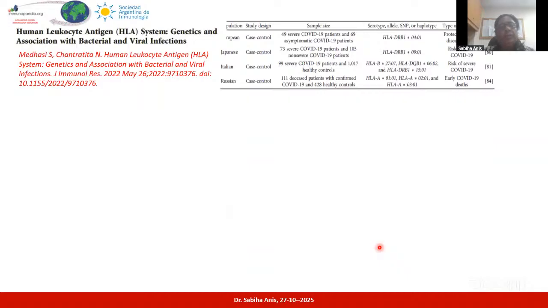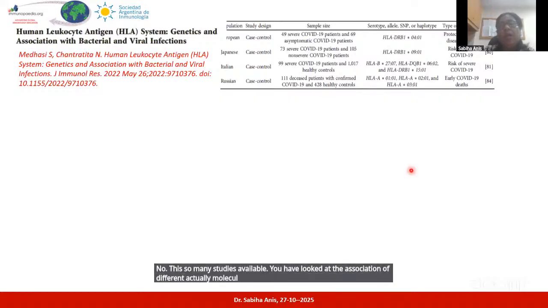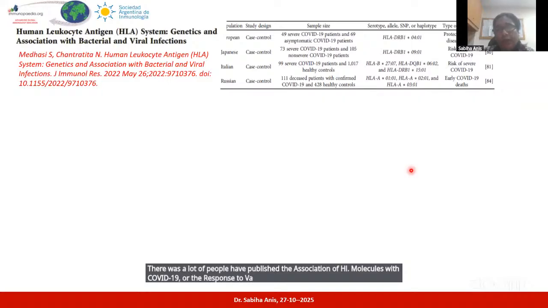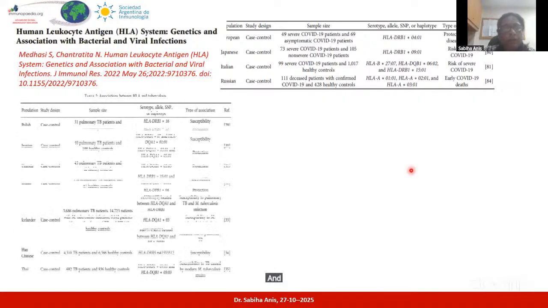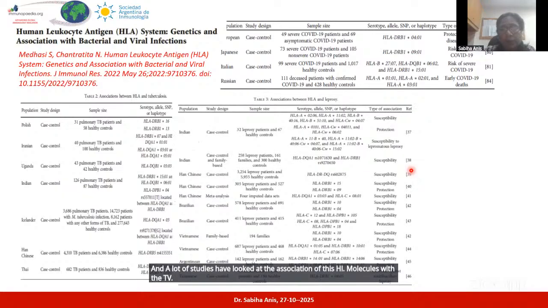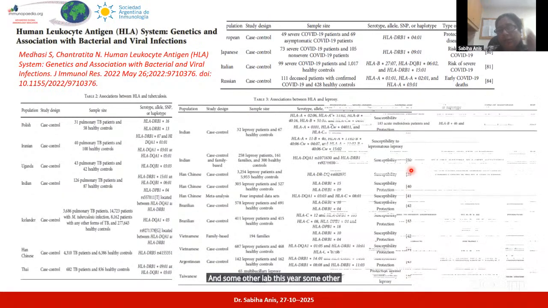Now, there are so many studies that have looked at the association of different HLA molecules with different pathogenic diseases. For example, recently in COVID infection, a lot of people have published the association of HLA molecules with COVID-19 or the response to COVID-19 vaccination. And a lot of studies have looked at the association of these HLA molecules with TB, leprosy and some other infectious diseases.